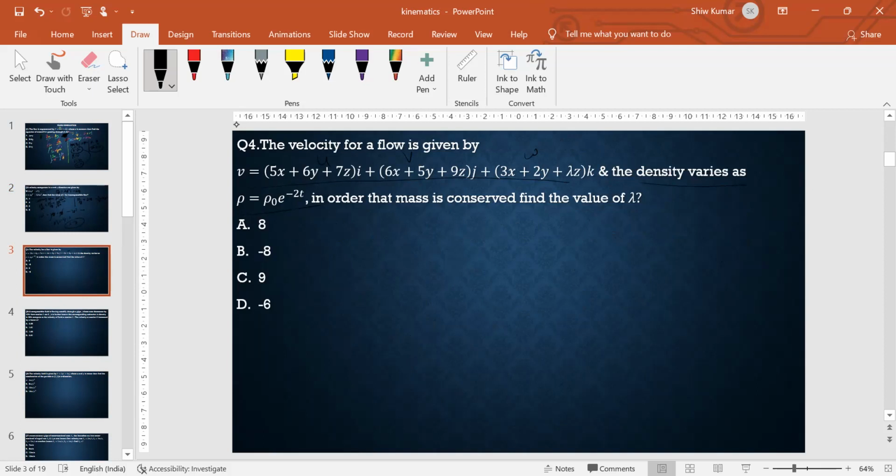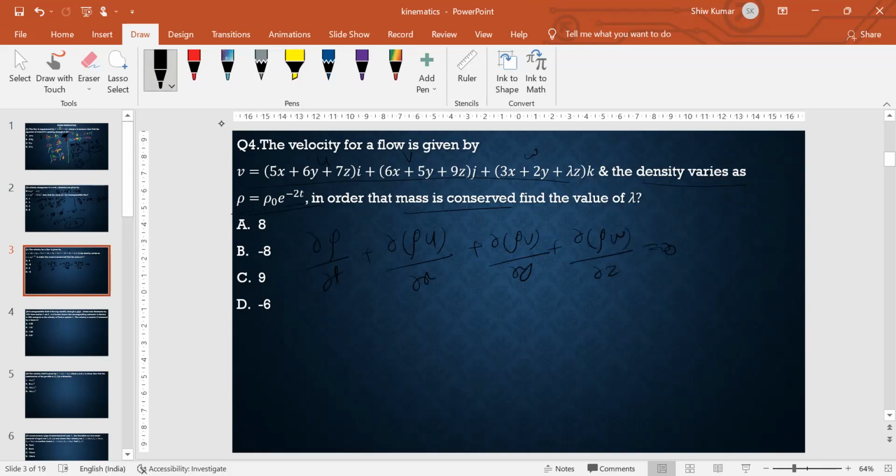So mass conserved means it's a continuity equation. To find the lambda value, I will write the three-dimensional equation for compressible flow. That is dou rho by dou t plus dou rho u by dou x, plus dou rho v by dou y, plus dou rho w by dou z, because here the density is also varying with respect to t.